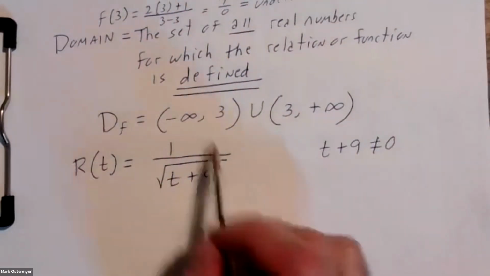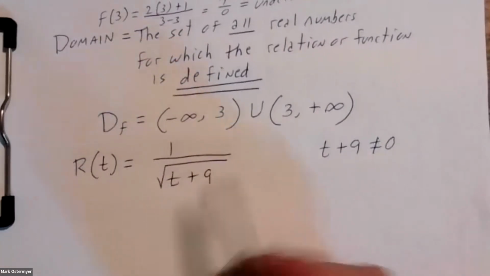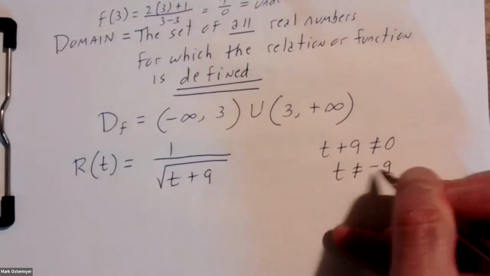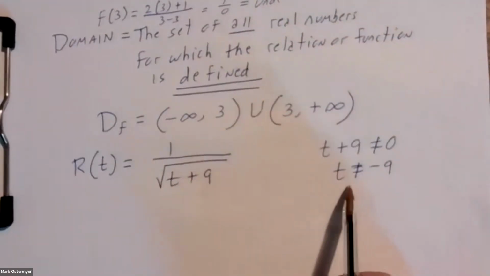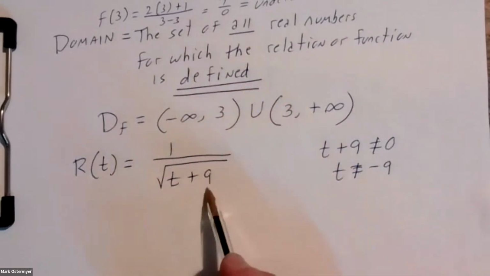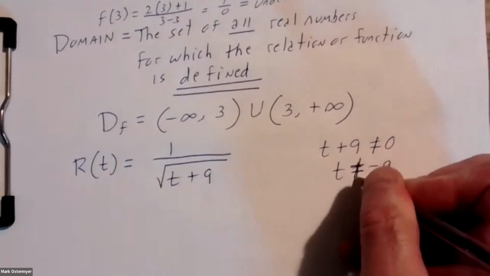Because if it is, this function's undefined, because you'll be dividing 1 by the square root of 0, which is 1 divided by 0, undefined. So therefore, t can never be equal to negative 9. Negative 9 must be excluded from the domain of this function. It cannot be in the domain.